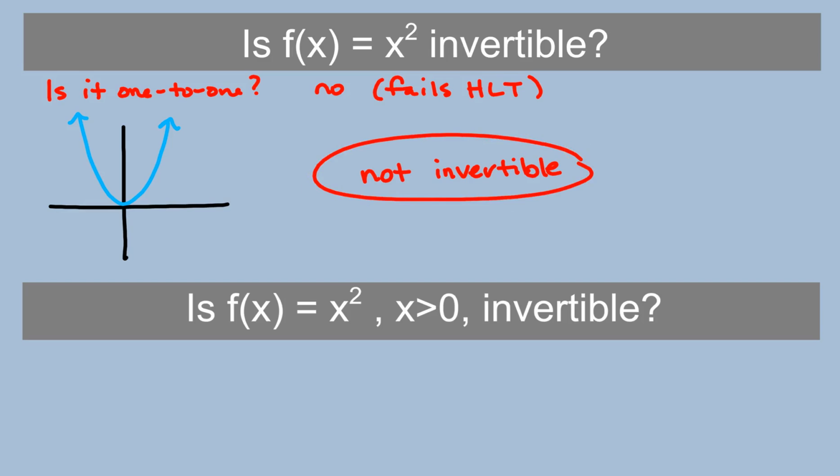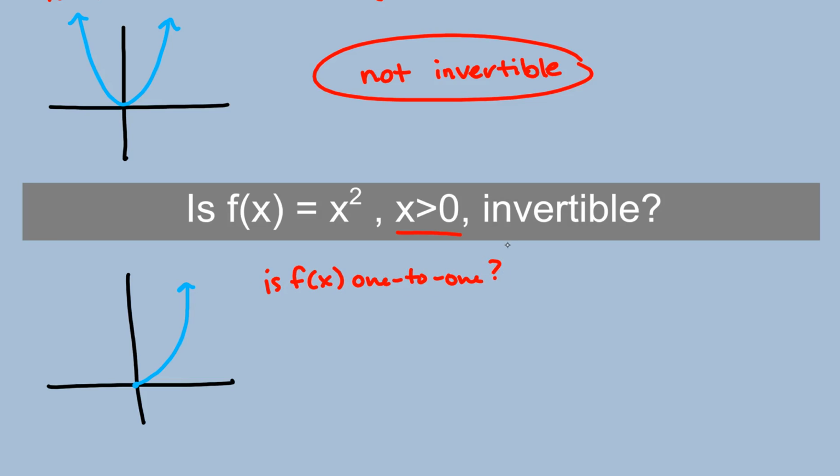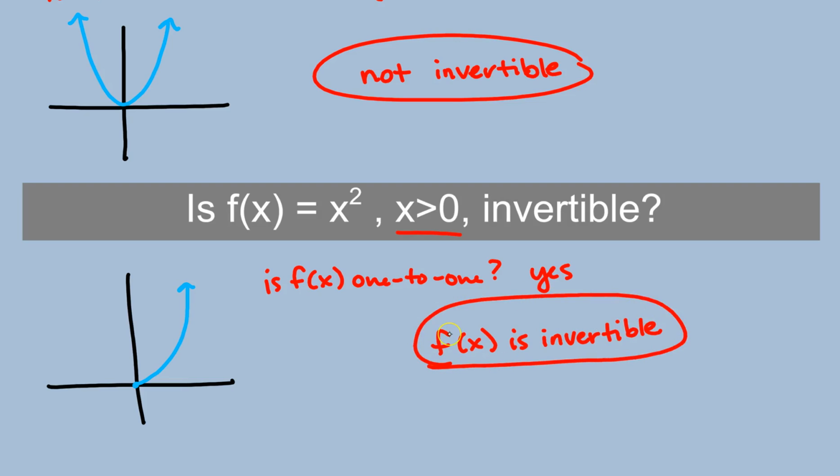Now, for the next example, let's say we take the same function, but we restrict it to only a domain of x is greater than 0. So let's take a look at that. We're only going to take that part of the parabola, not the whole thing, just a piece of it. Is it 1 to 1? Well, it does pass the vertical line test, and it does pass the horizontal line test. So yes, that means it is invertible, meaning if you were to draw the inverse, it would pass the vertical line test and it would be a function.